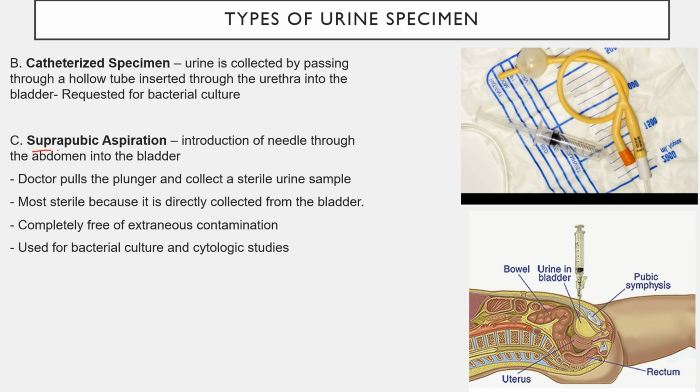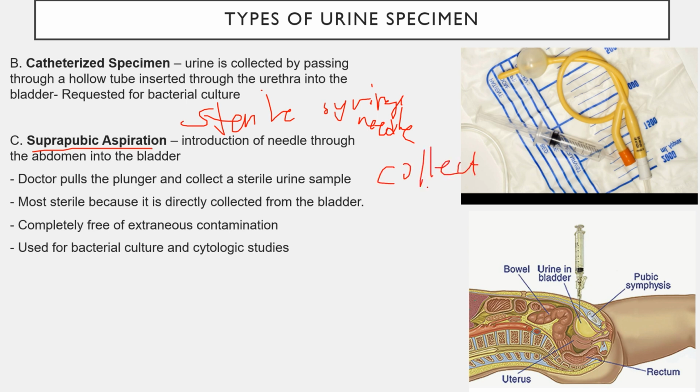Then we have your suprapubic aspiration. So when you say suprapubic aspiration, class, you're going to use a sterile syringe and needle. Then you're going to collect directly sa bladder ng patient. So ang gagawin mo, you would introduce the needle through the abdomen. From the abdomen, class, it would pass through to the bladder. And from the bladder, you would collect the urine sample.